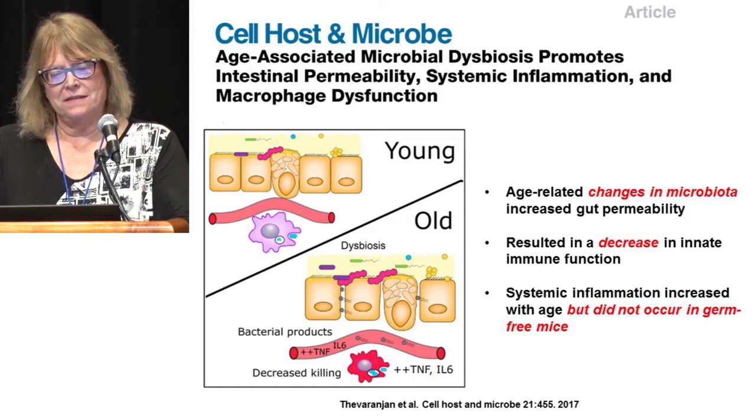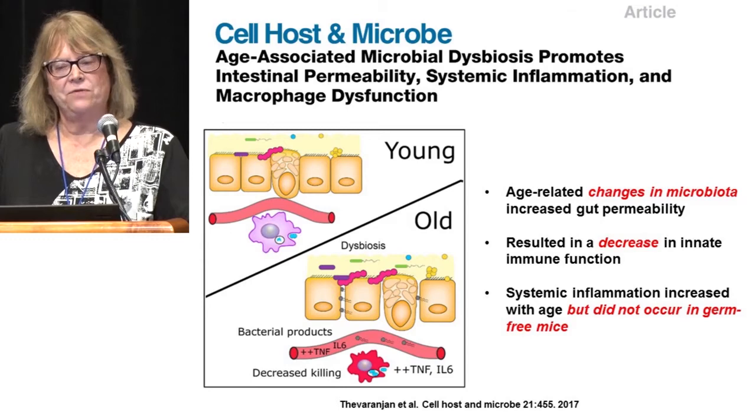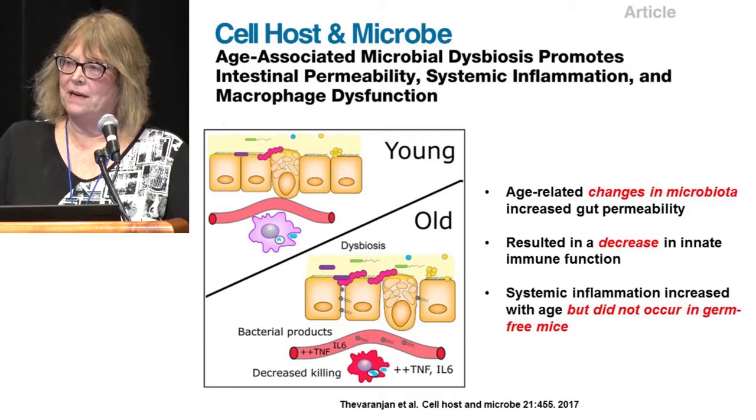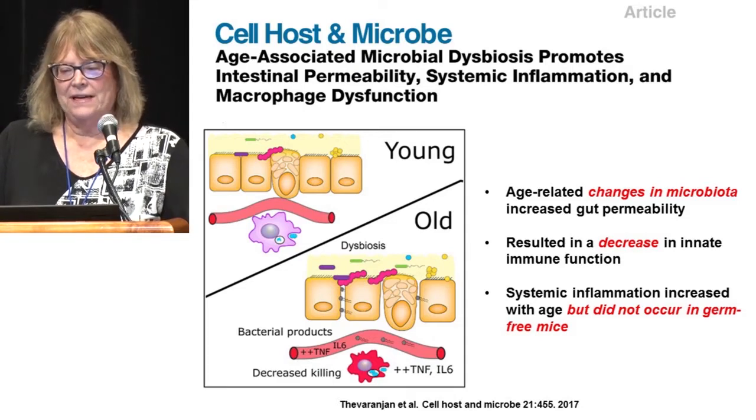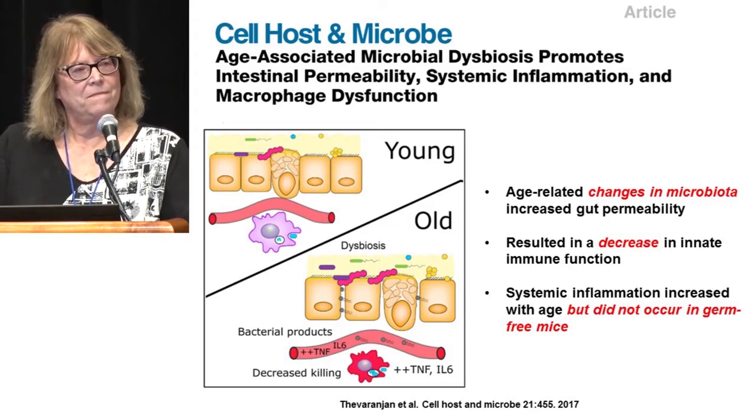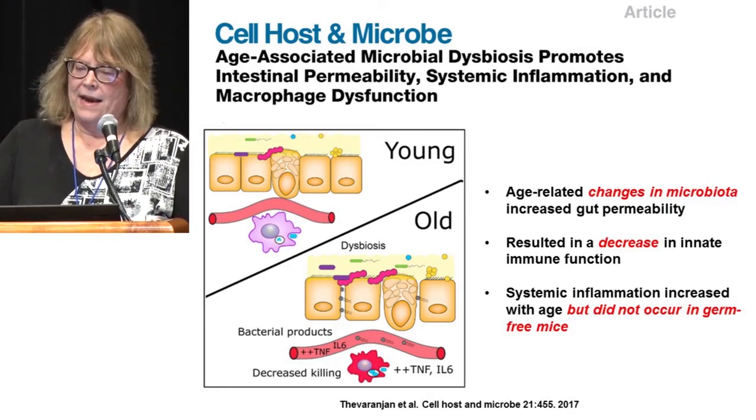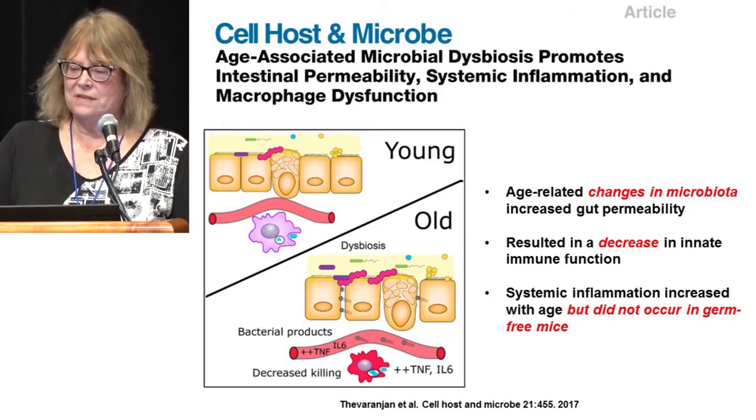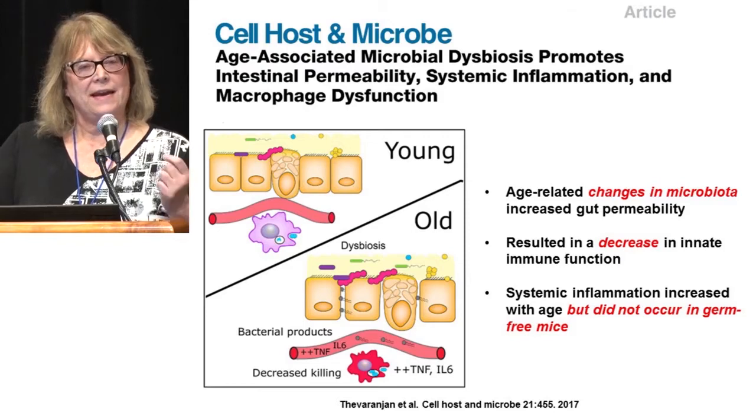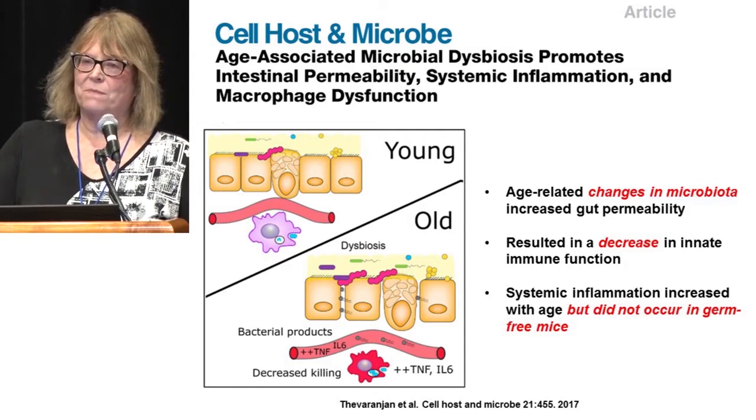It's interesting that this study just came out, again looking at mice, showing that age-related changes in the microbiota increase gut permeability in old mice. This was associated with a decrease in innate immune function. So again, you now can't handle the microbes that are coming across. And if they did this in germ-free mice, there was no systemic inflammation. It was a very nice study showing that the age-related changes were related to gut permeability and changes in microbiota.